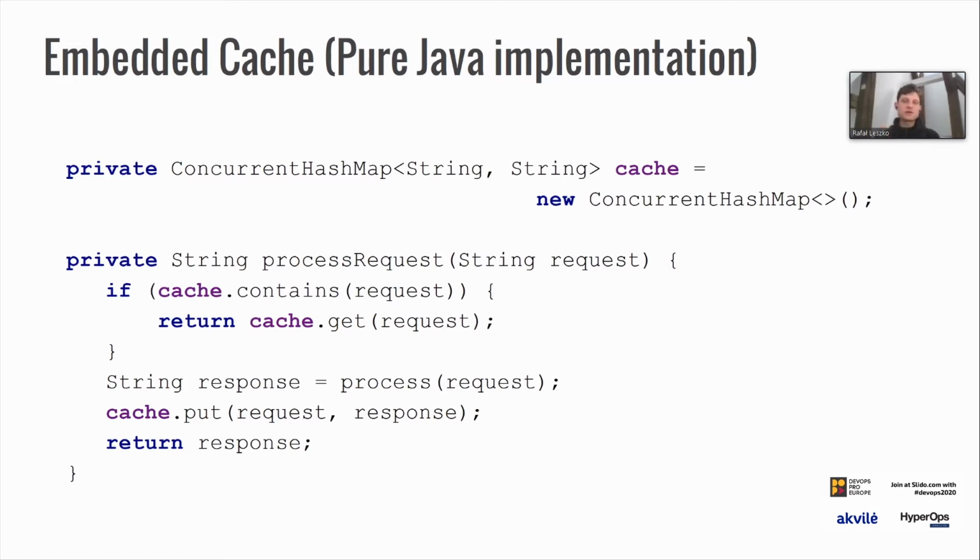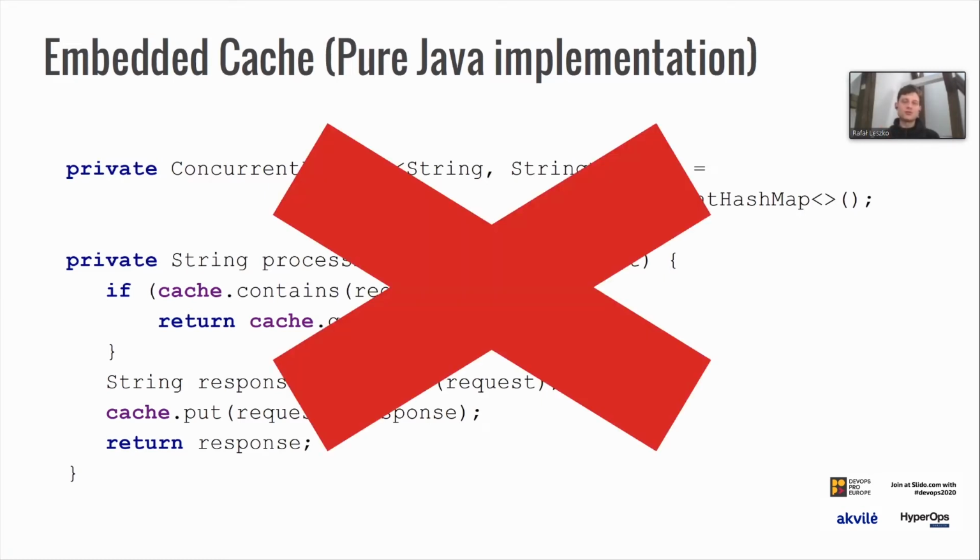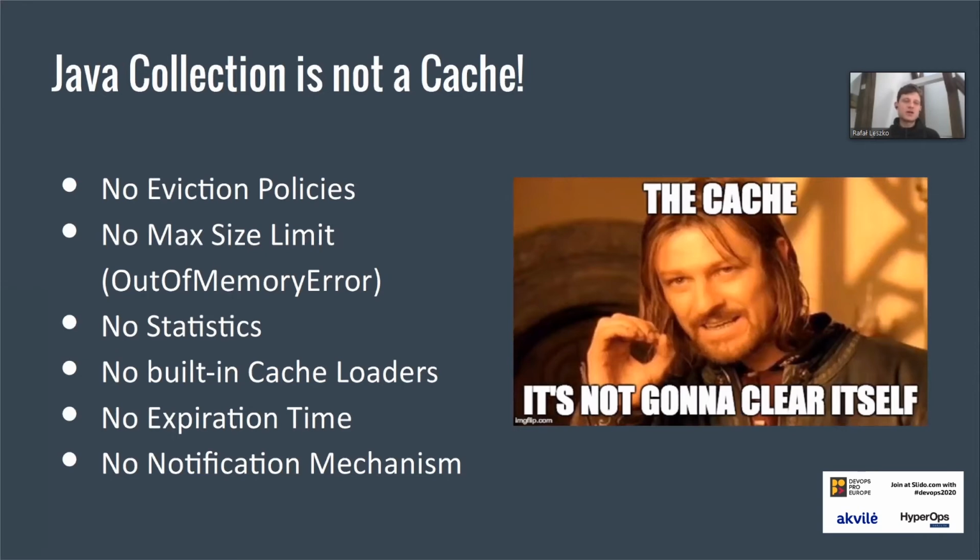Obviously, you can do it, but better not do it yourself. If you use caching from the standard collections in actually any language, it's not good enough, because a collection is not a cache. It doesn't have eviction policies, no max size limit, no statistics, no built-in cache loaders, no expiration time, or no notification mechanism. So you're better off not implementing a cache yourself, but using some library.